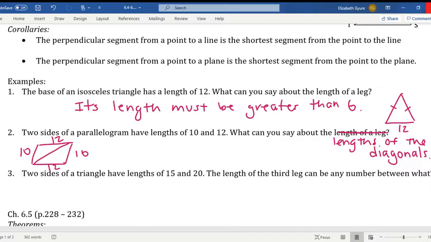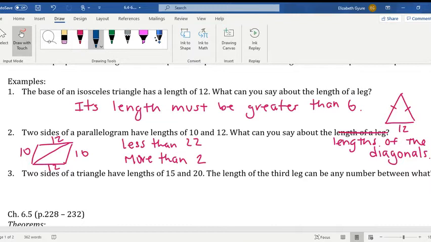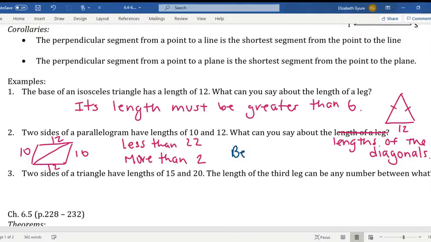Okay, it would have to be less than 22. Is there anything it has to be more than? I agree with the less than 22 here. Let's put that. Yeah. It has to be less than 22, and it also has to be more than 2. If you prefer, you can always write it as that they have to be between 22 and 2.